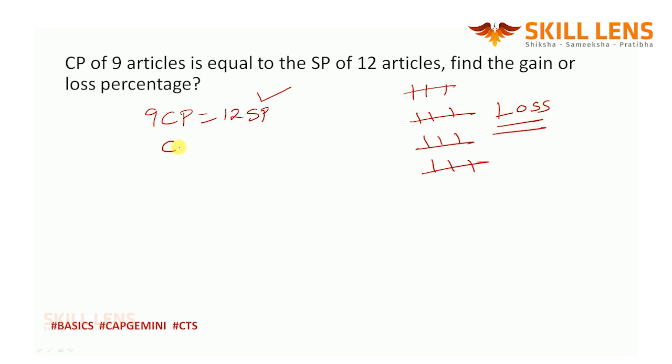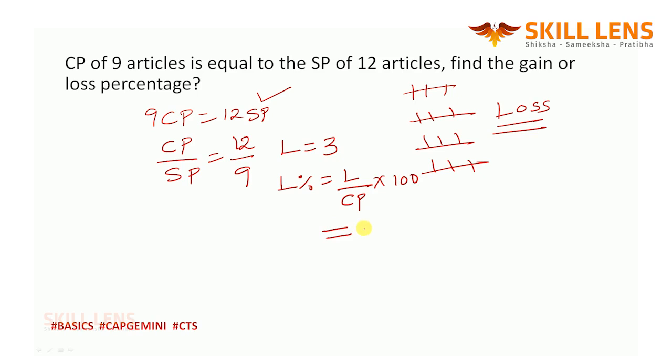So can I write from here? CP by SP, which is equal to 12 by 9? Yes. So can I say there is a loss of 3 rupees? Yes. What is the loss percentage? Loss by cost price into 100. So what is the loss here? Loss is 3. What is the cost price? 12 is the cost price into 100.